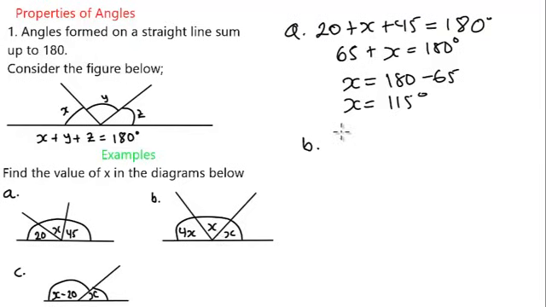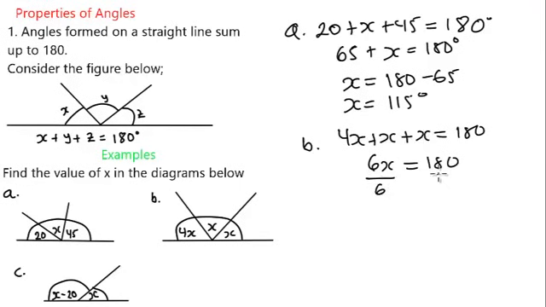And so we add all the angles, 4x plus x plus x is equal to 180. And so 4x plus x plus x will give us 6x is equal to 180 degrees. Now from here we divide through by 6, and so 6 will cancel 6 and x will be equal to 30 degrees.